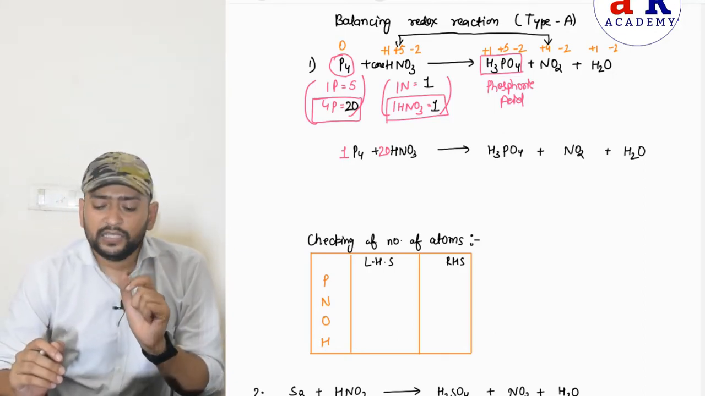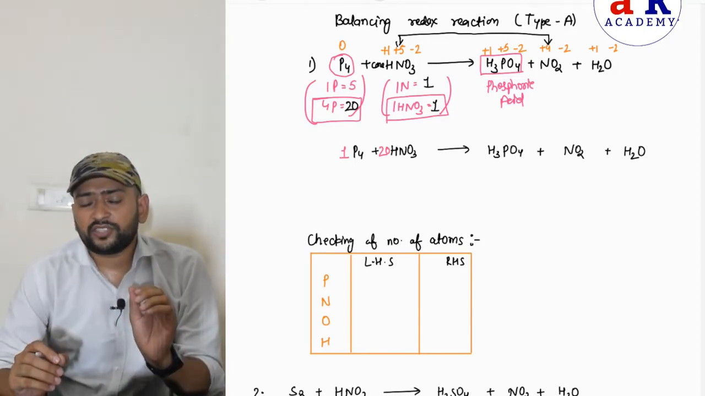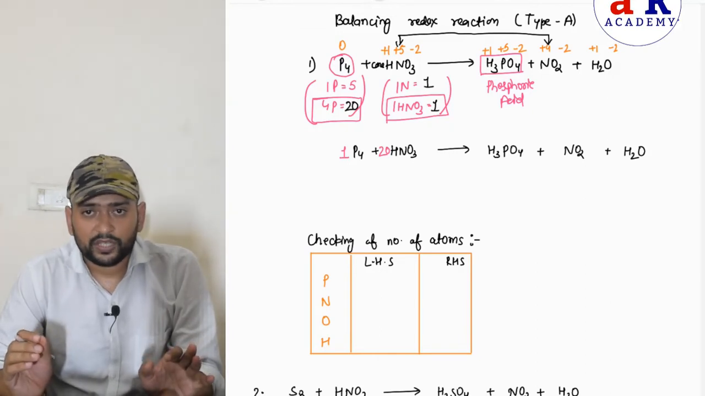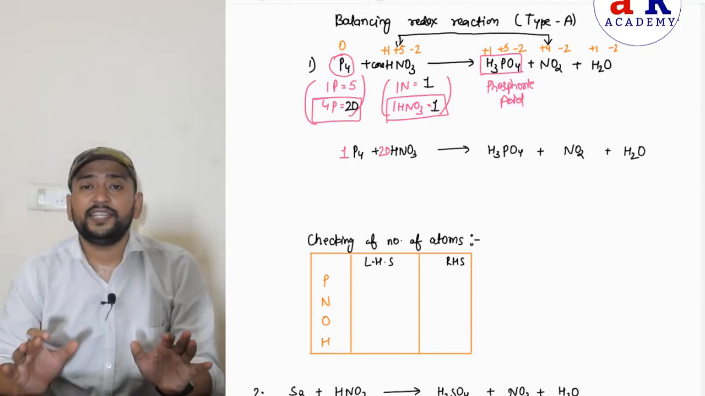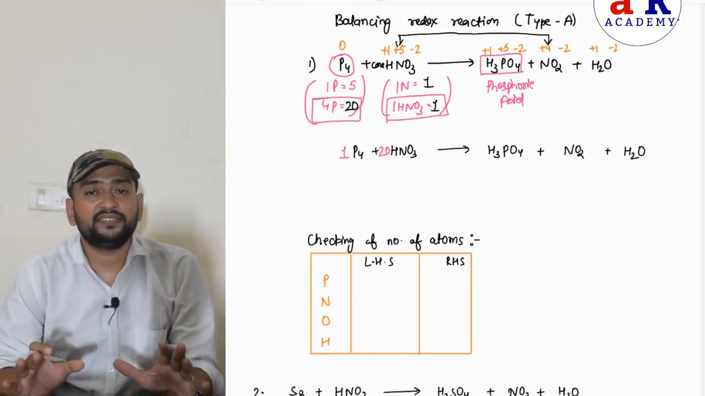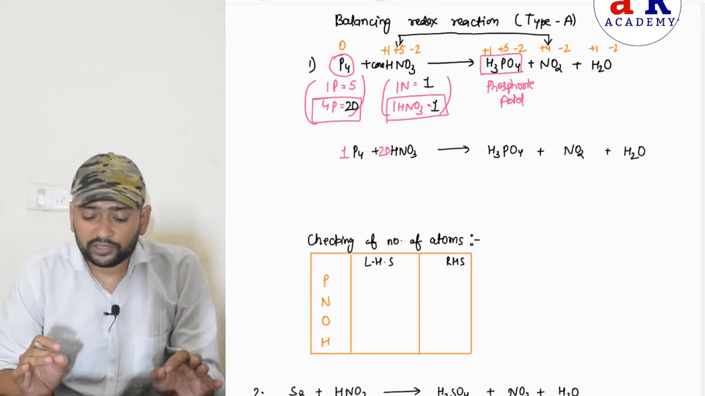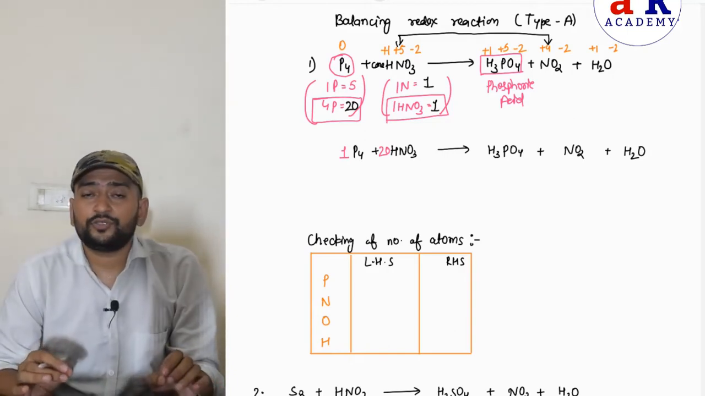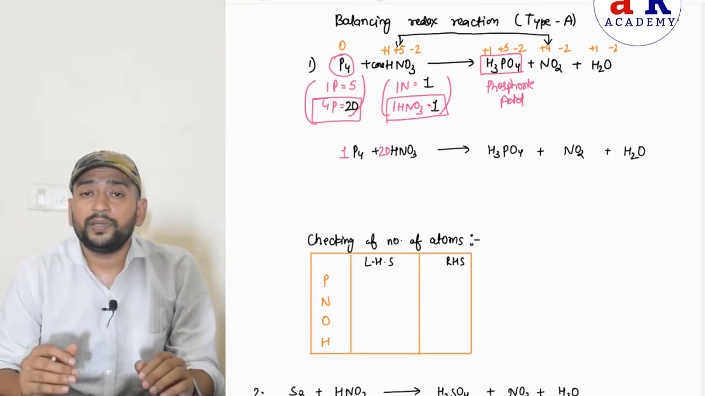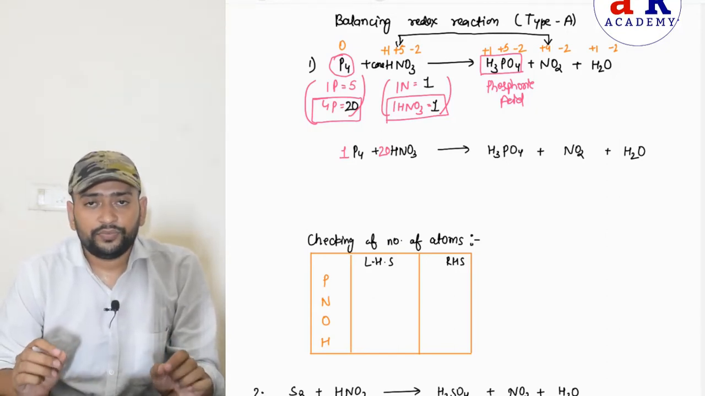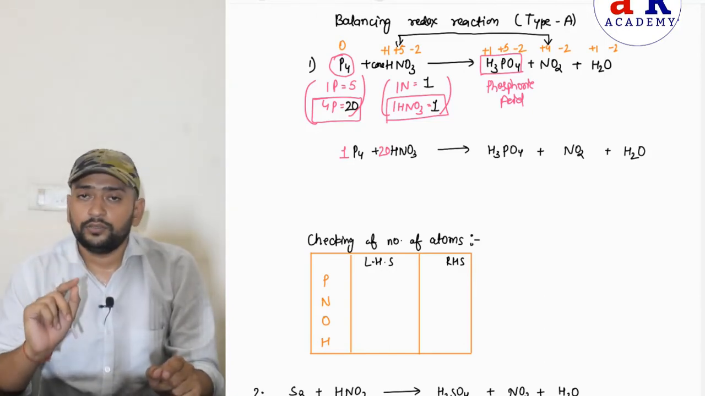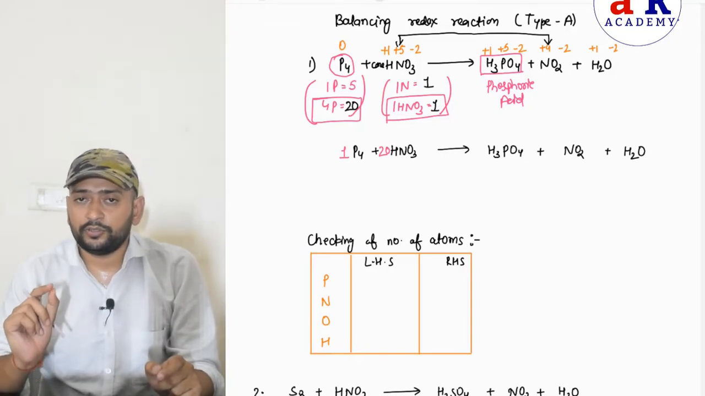In the next step, what you are going to do? First of all, you need to balance the phosphorus and the nitrogen. The key concept is to first balance those atoms which are critical in balancing this redox reaction. Phosphorus and nitrogen are the atoms which are very important and should be balanced first. I hope this point is clear to you. So now let's do it.